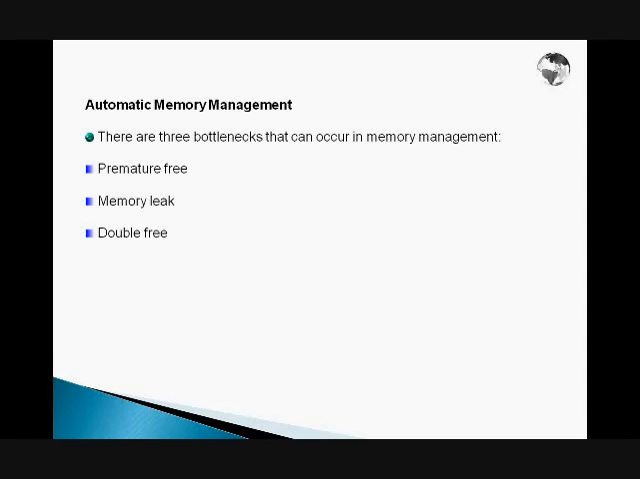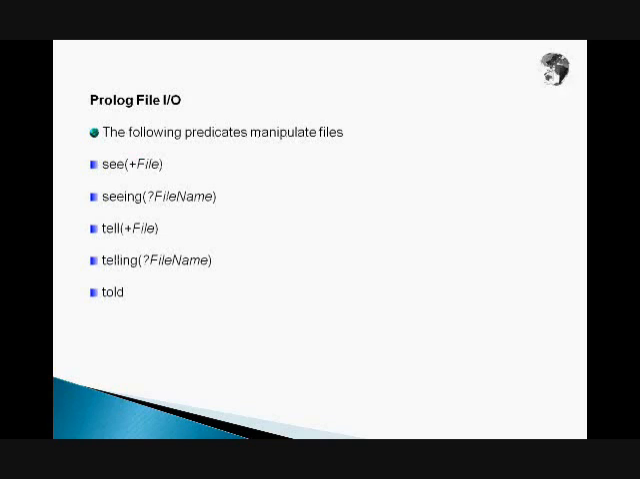The third one is the double free. It occurs when an attempt is made to free a memory block that has already been freed. The automatic memory management feature of Prolog dynamically allocates and deallocates memory to prevent premature frees, memory leaks, and double frees. Prolog file I/O. The following predicates manipulate files.